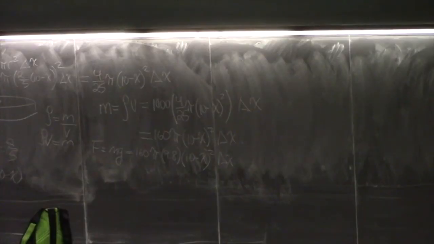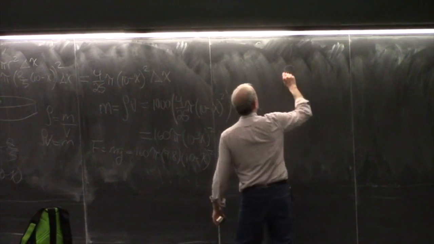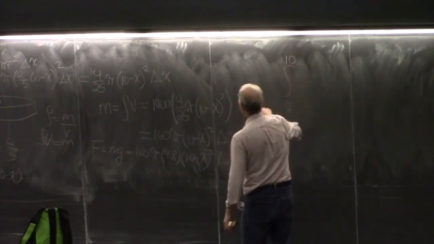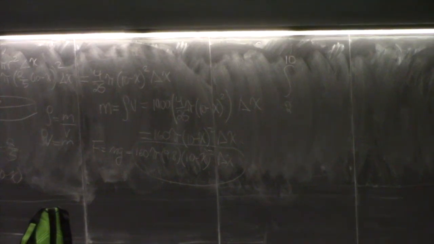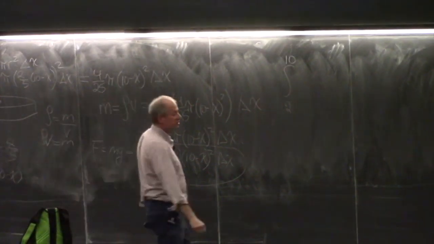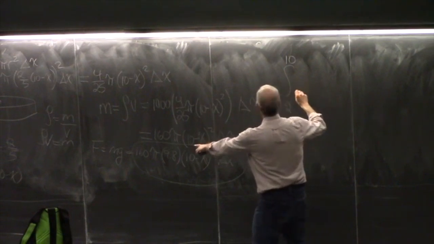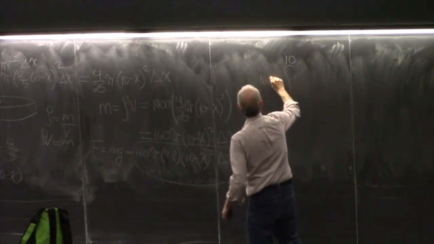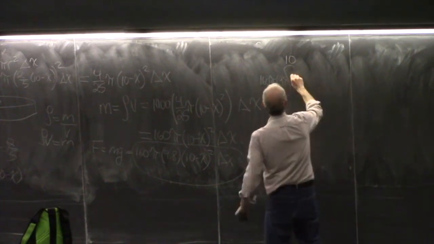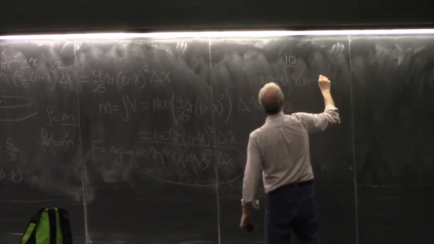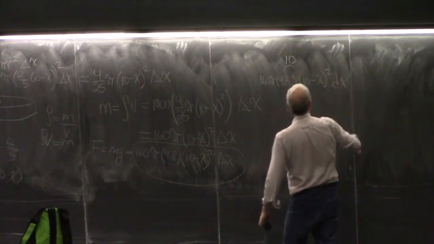So how far are we lifting this? Well, this piece of water gets lifted 2 meters. This piece of water gets lifted 10 meters. So we're going to integrate from 2 to 10, times 1 more x, because it's force times distance. So it's 160 pi times 9.8 times x times 10 minus x squared dx.